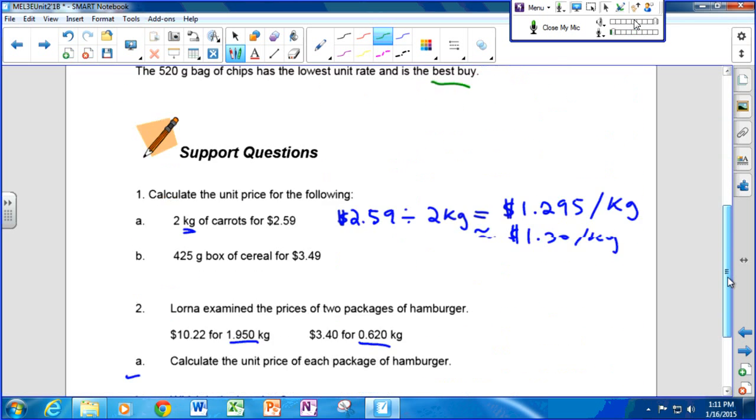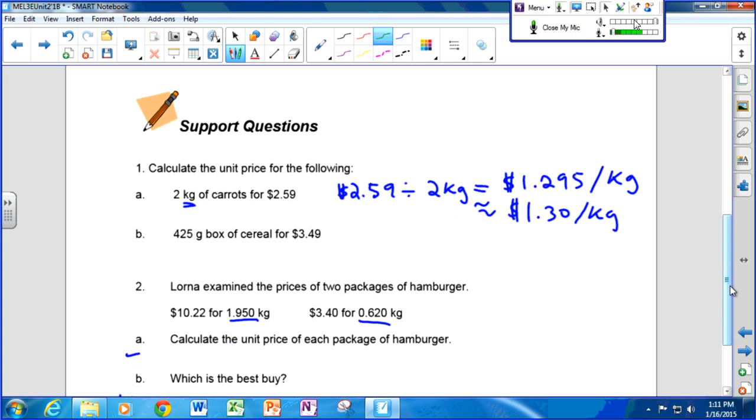Okay, so now sometimes it might take a little bit of thinking to come up with the unit price. So let's take a look at this support question. Support question 1. We want to know the unit price. So it's 2 kilograms of carrots for $2.59.